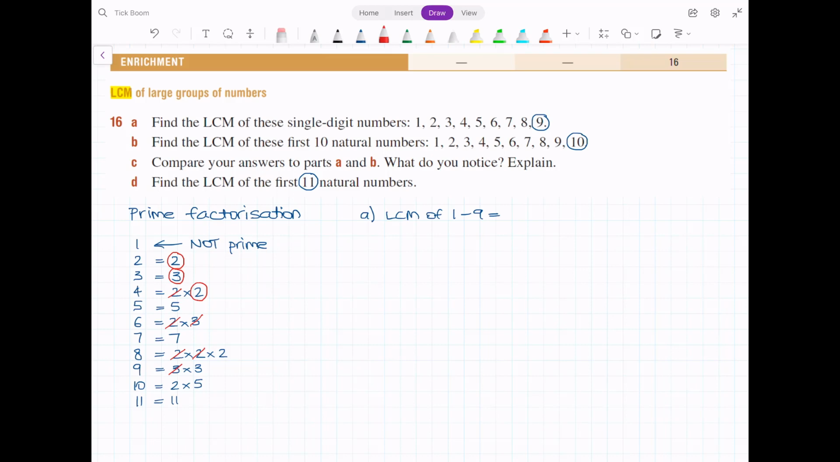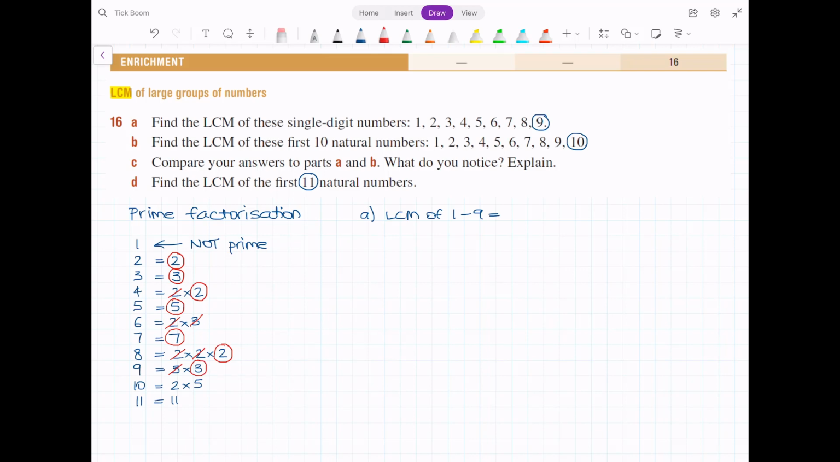Then we've got 5 appearing for the first time, and that doesn't appear in any of the other numbers from 1 up to 9. Then we've got 7 appearing for the first time, and then in the factorization of 8 we've got 2 for the third time, which is the only time that happens, and then in 9 we've got 3 occurring for the second time. So there's all of our numbers.